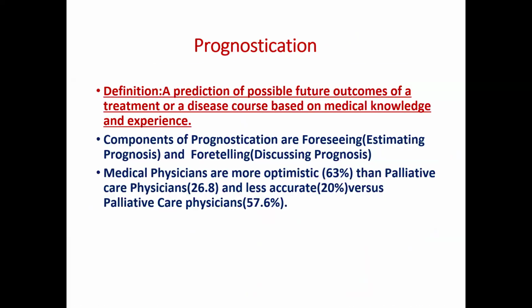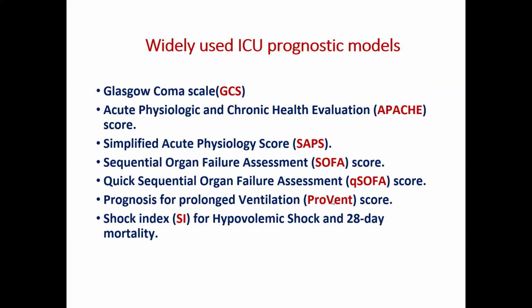Okay, prognostication in ICU. Prognostication, by definition, is a prediction of possible future outcomes of a treatment or a disease course based on medical knowledge and experience. Components are foreseeing, which is estimating prognosis, and foretelling, discussing the prognosis. Medical physicians in general are more optimistic than palliative care as far as prognosis, and less accurate.